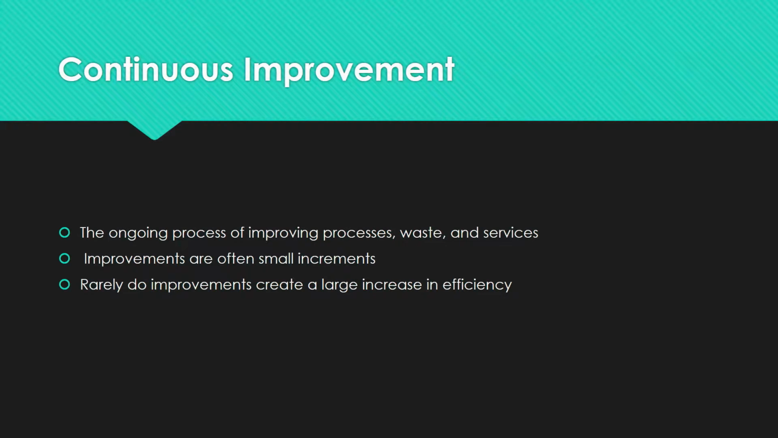What is continuous improvement? Continuous improvement is the ongoing process of improving processes, waste, and services. These improvements are often made in small increments, and rarely do they create a large increase in efficiency.